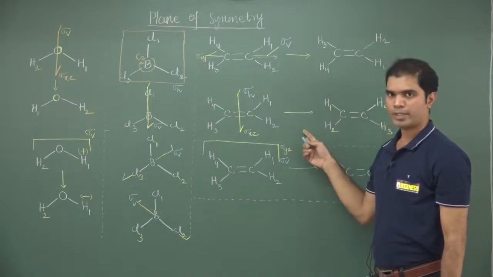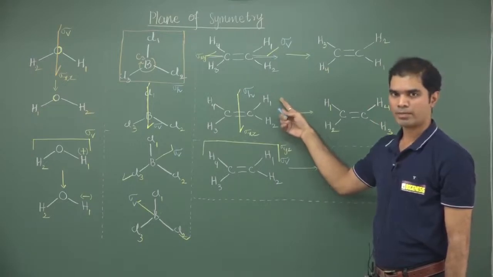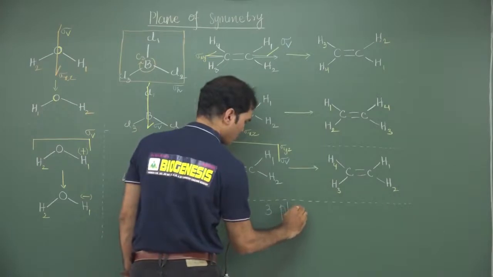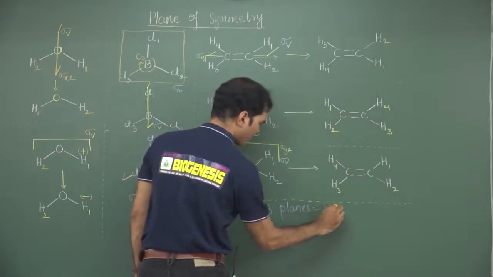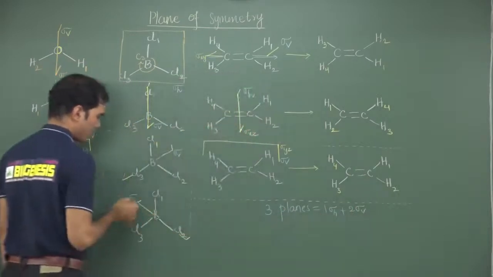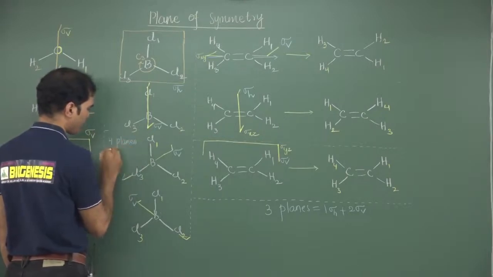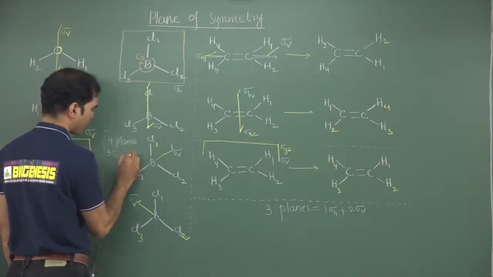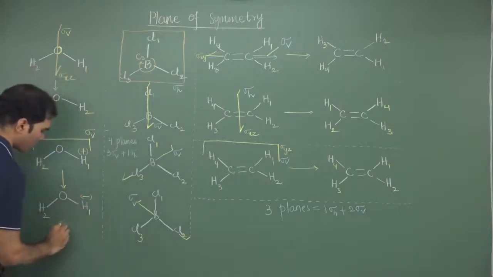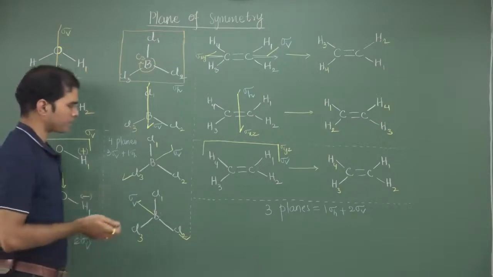Concluding, ethylene has two vertical planes and one horizontal plane. Altogether there are three planes in ethylene: one sigma h and two vertical planes. For BCl3, altogether there are four planes: 3 sigma v and 1 sigma h. And for the water molecule, there are two planes. Both of them are vertical planes.